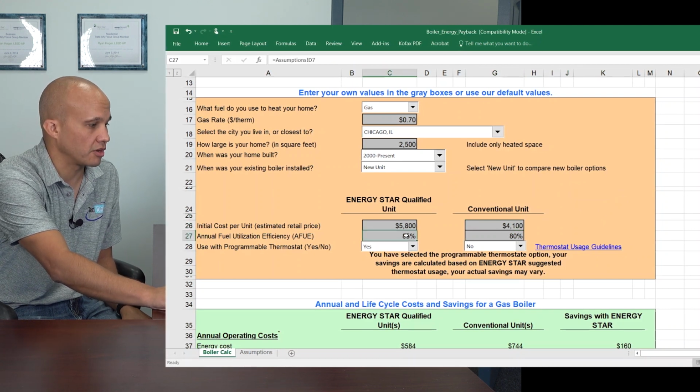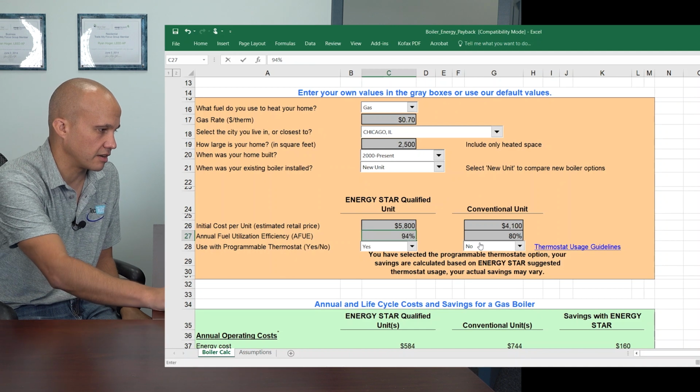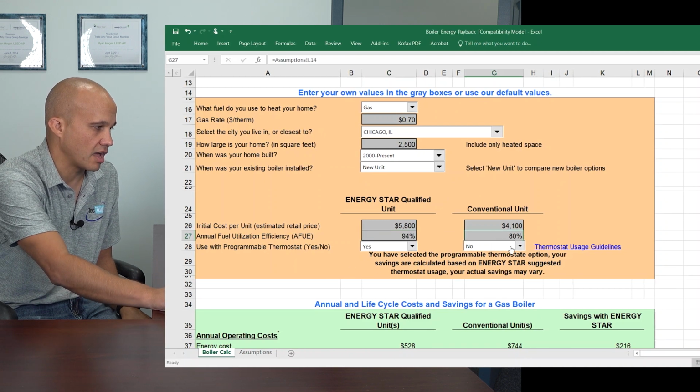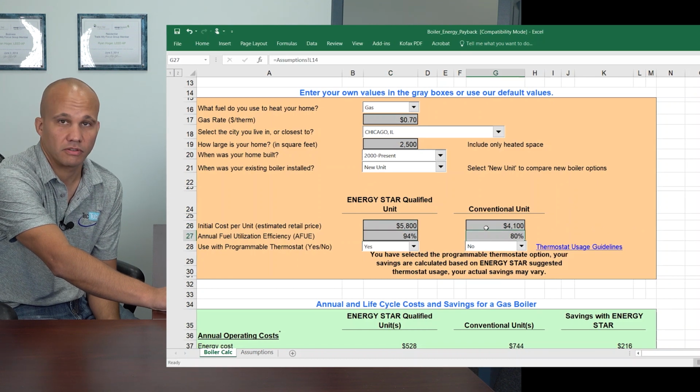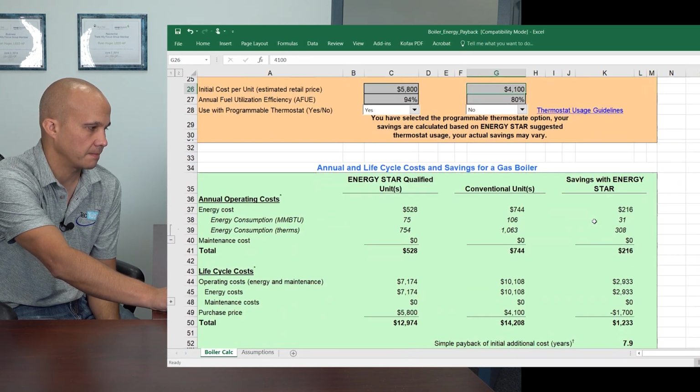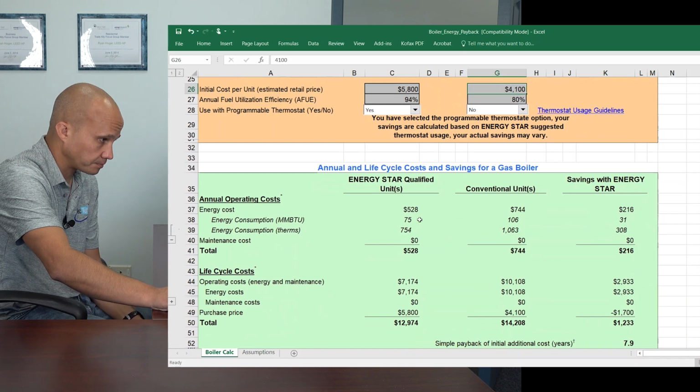What efficiency boiler are you going to be offering them? So maybe the other one's a 94 and one of them's an 80. And then do you have a programmable stat on this thing or not? So you can change those things to what you need them to be for your specific scenario with your customer. And then it's going to give you this little summary here.